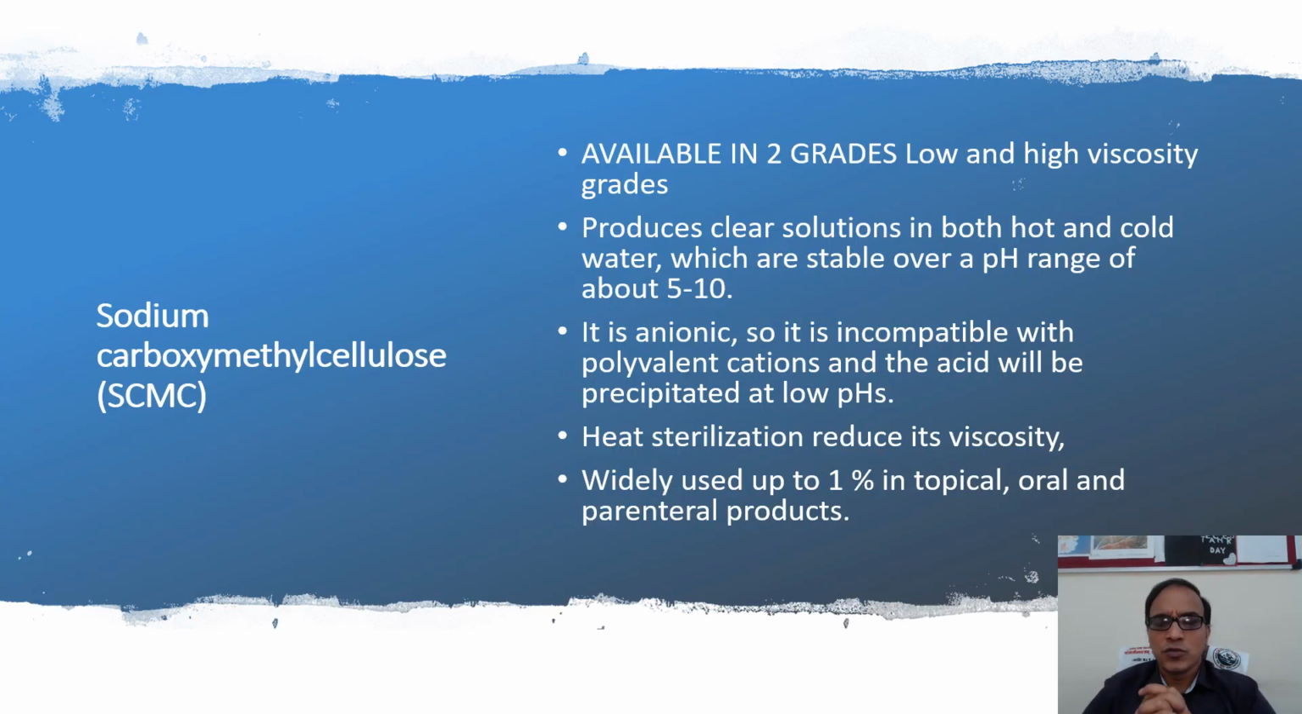Now I'm just giving you quickly the examples of how you can learn this. For example, sodium CMC is available in two grades, low viscosity and high viscosity. It produces a clear solution in both hot and cold water, which is stable over a pH range of 5 to 10. It is anionic, so it is incompatible with polyvalent cations, and the acid will be precipitated at low pH. Heat sterilization reduces its viscosity. It is widely used up to 1% in topical, oral and parenteral products.